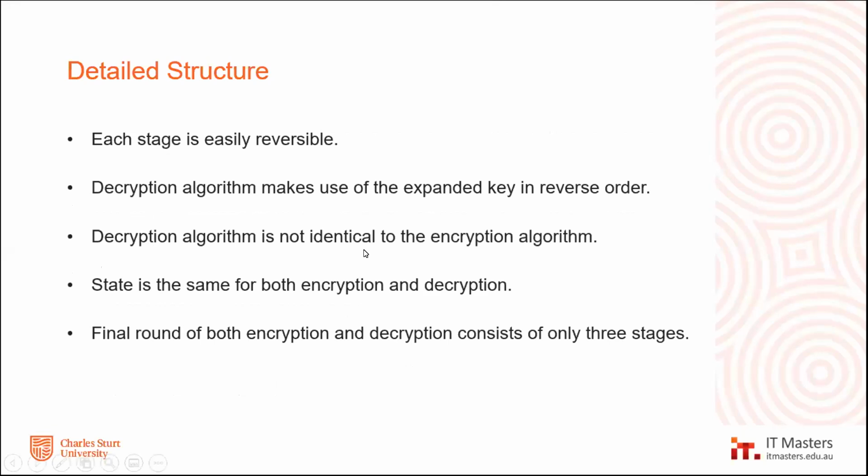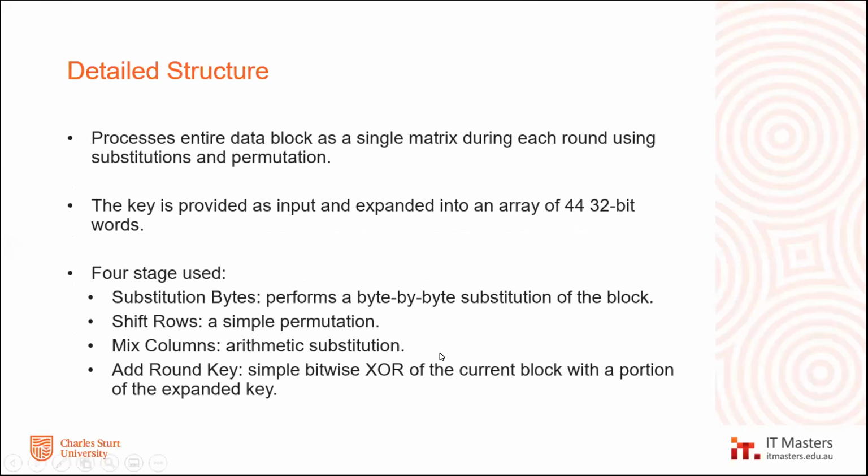The decryption algorithm is not identical to the encryption algorithm, so decryption is not exactly the same as encryption, it goes in reverse, but the state is the same for both encryption and decryption. So the phases it goes through are exactly the same. The final round of both encryption and decryption consists of only three stages, because we don't do the mix columns in the last round. And that happens in both decryption and encryption.